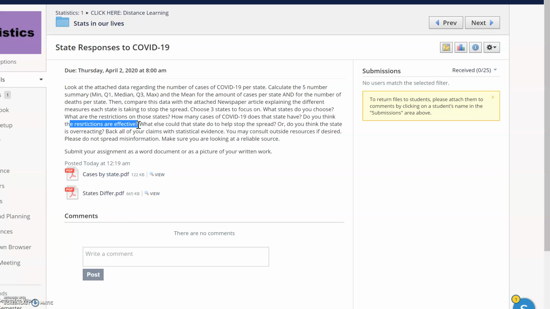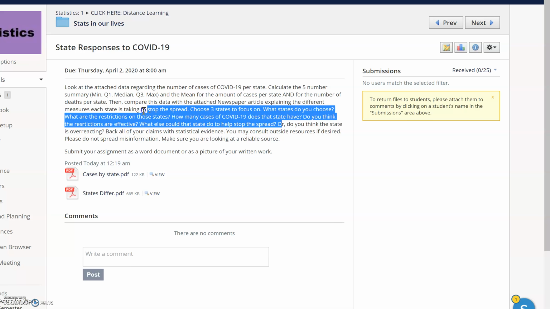So this is a completely personal question, right? Opinion based. Don't feel like there's always a right or wrong answer here. Then again, completely opinion based. What else do you think the state could do to help stop the spread? Or do you think the state is overreacting?